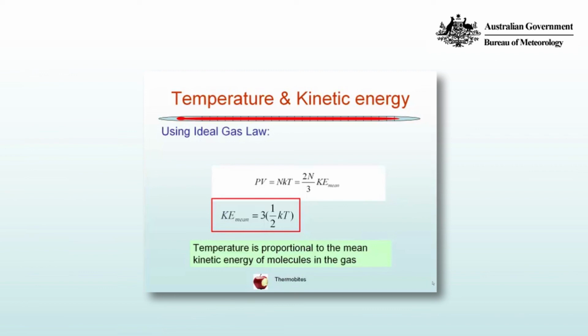And so once we've cancelled out the number of molecules on both sides of the equation, we end up with the equation that says that the mean kinetic energy is 3 times a half kT. So the mean kinetic energy is proportional to the temperature of the gas. Or as it's written there, the temperature is proportional to the mean kinetic energy of molecules in the gas.